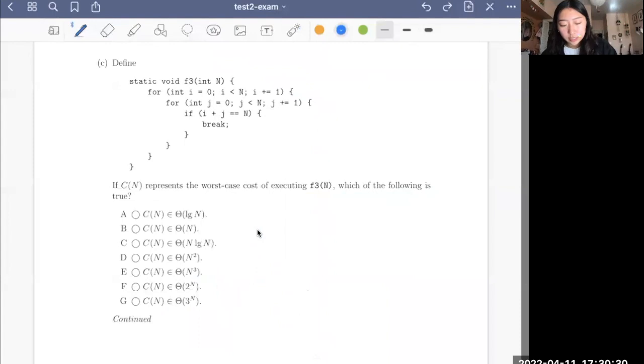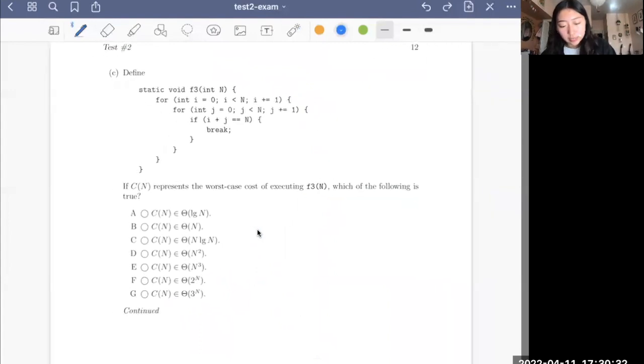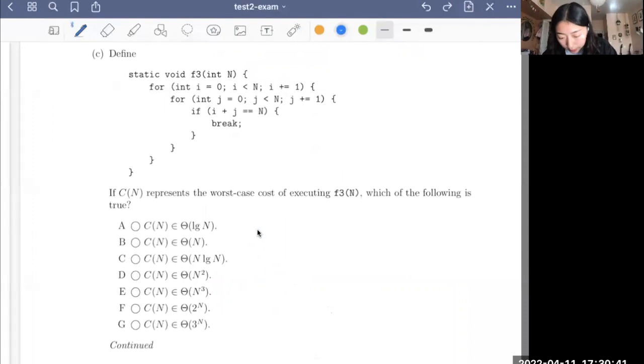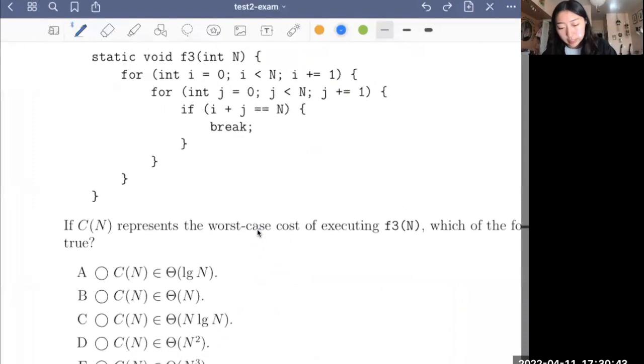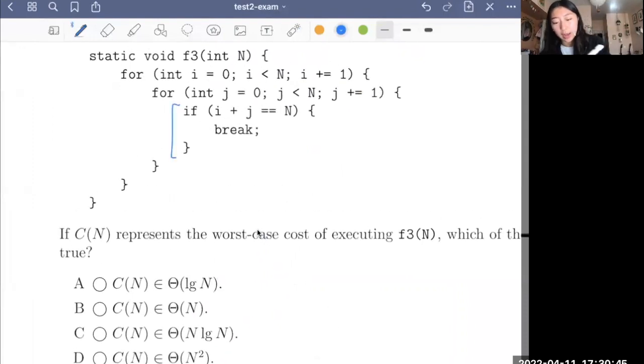Then we have 2c, and so let's take a look at how this works. We have 2 for loops, and we see that basically the condition to break is just when I and j add up to n.